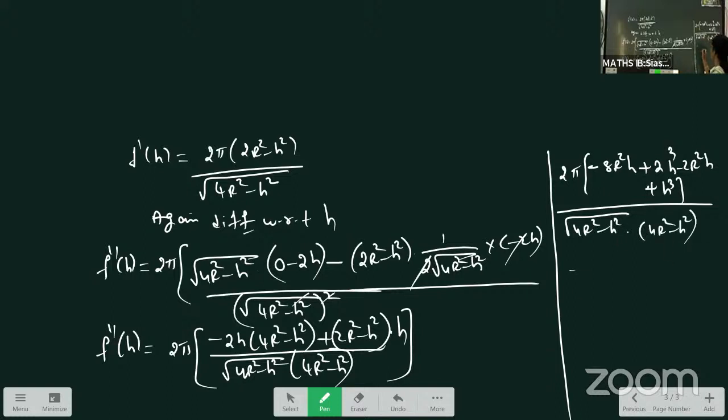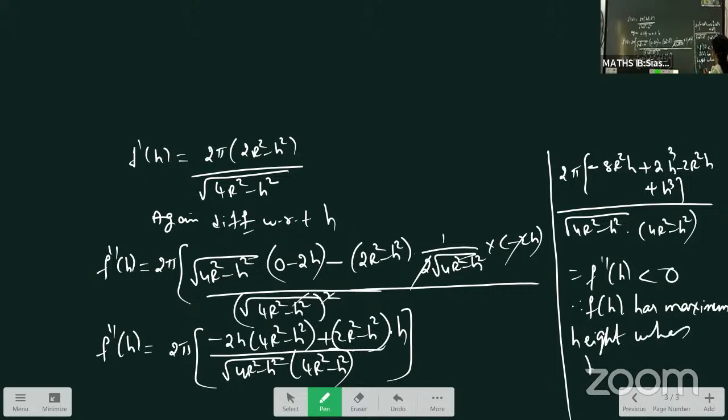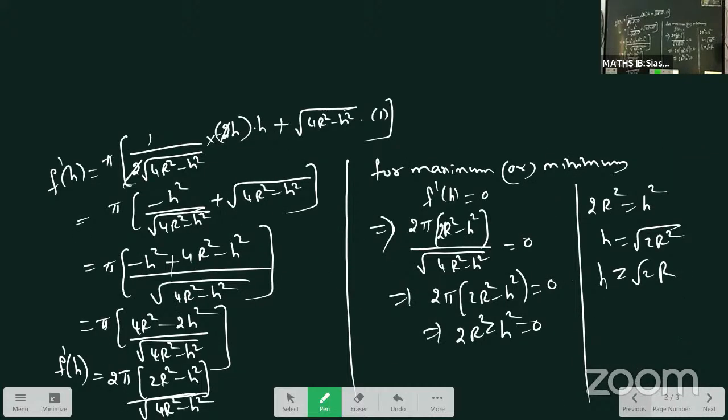However you do, we are getting the negative sign. So f double dash of h we are getting less than 0. So if it is negative, therefore f of h has maximum height when h is equal to root 2r. When h is equal to root 2r. So like this, we have to do this.